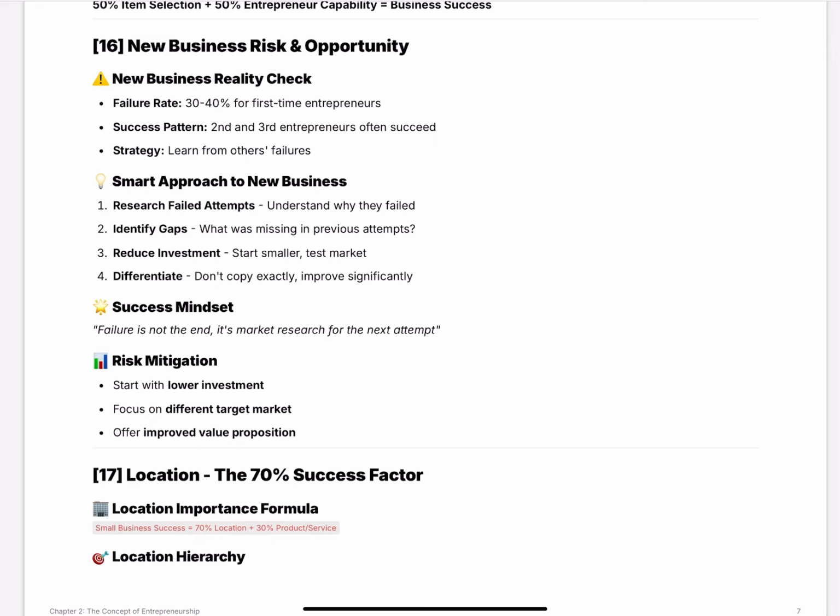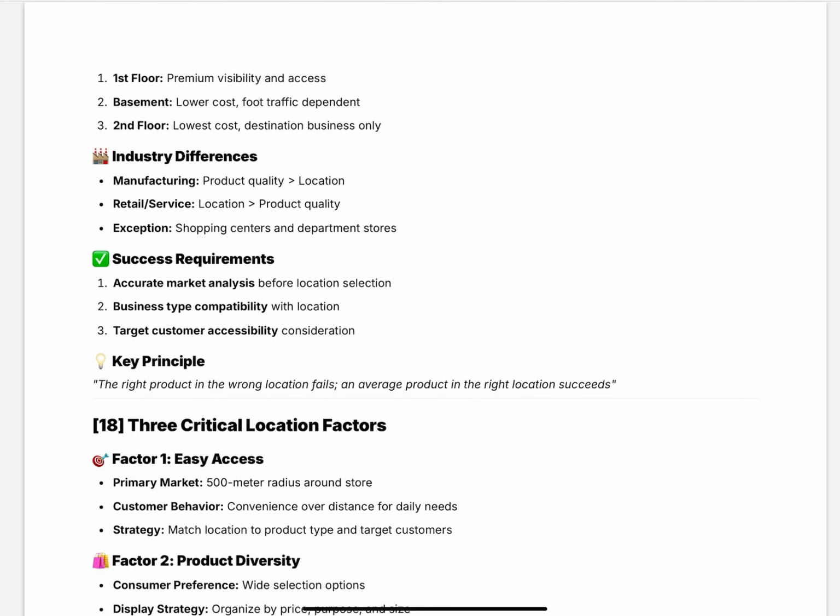As I said during the first offline class, location is really important. Location is everything sometimes, unfortunately. Yeah, it's true. So this means you can have an average product in a great location and succeed, but even an excellent product in a poor location will likely fail.